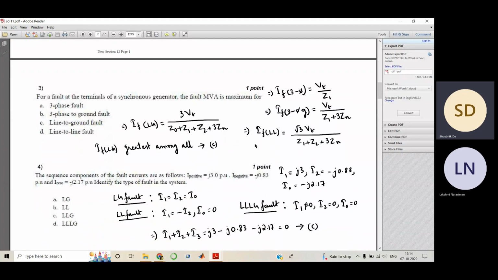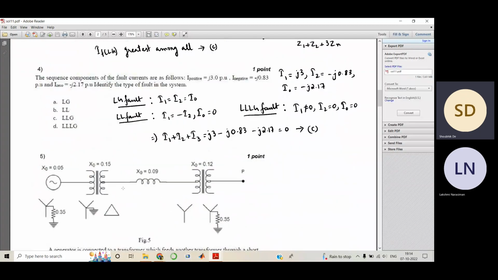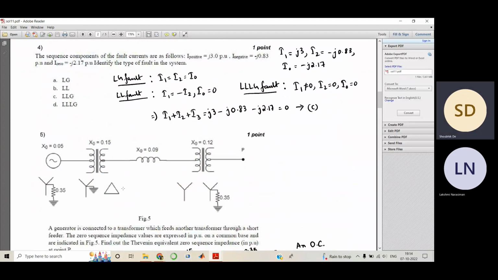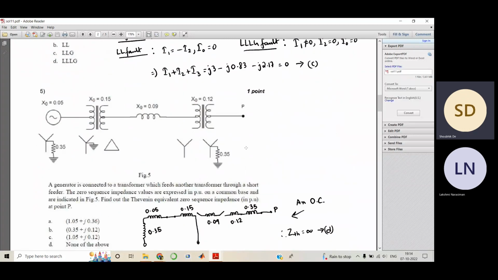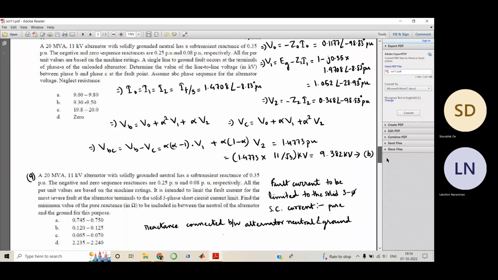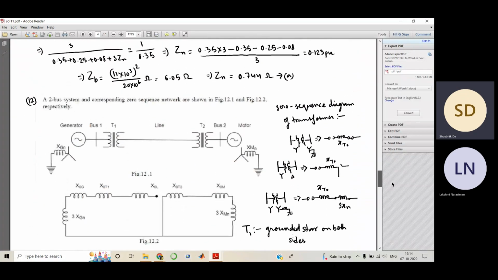Okay, so I'll come to question 4 later. Now let us go to question number 12 directly. For solving question number 5, we need to know how we draw the zero sequence reactance diagram of a transformer. Because in this figure number 5, we have star delta transformers, then a star star transformer with a resistance grounding.